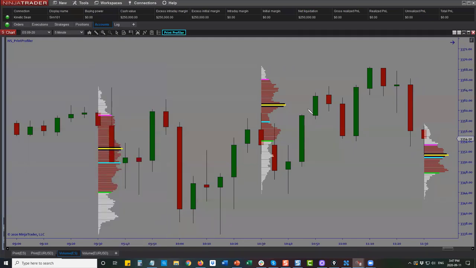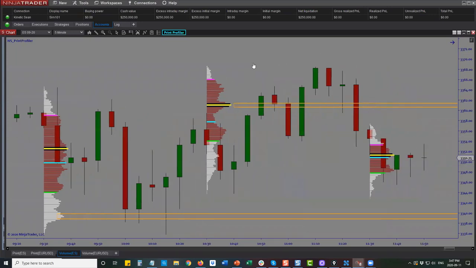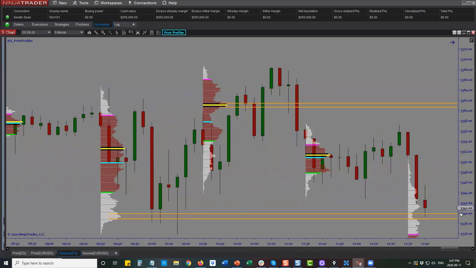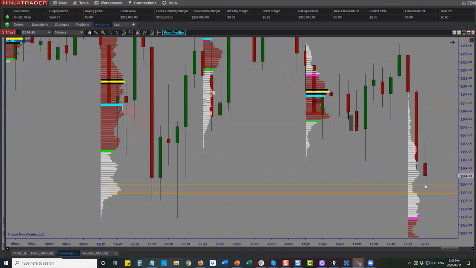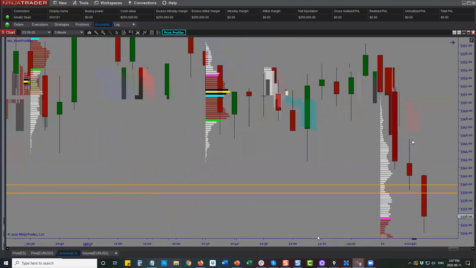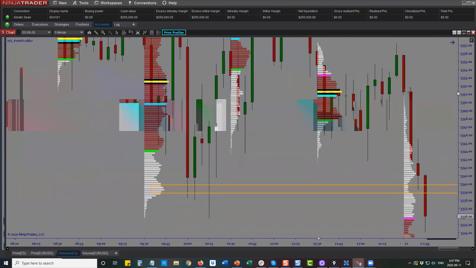So if I've got a point of control tool, there's a point of control here, okay? There's still a high volume node down here that was never tested after the new profile started. And up here, this is a high volume node, but that's the highest volume node, okay? So when price comes into these areas, this is pretty significant for us to pay attention to, okay? You can see price came right into that node here. So price came into 33.40, but it went up to 33.45, right? And that's a move as a day trader. That is a reaction of price that can profit you as a day trader, depending on your objectives.